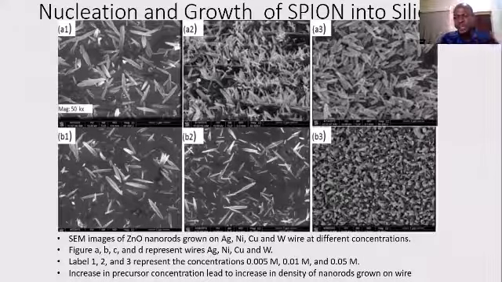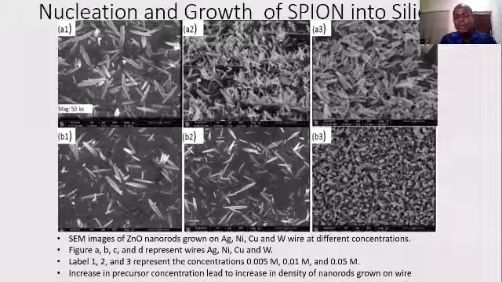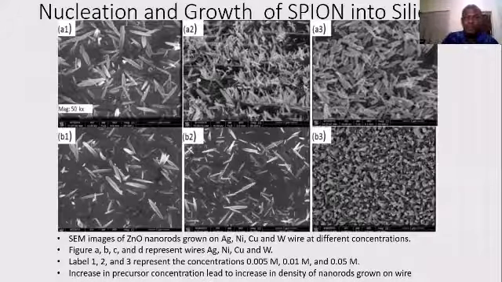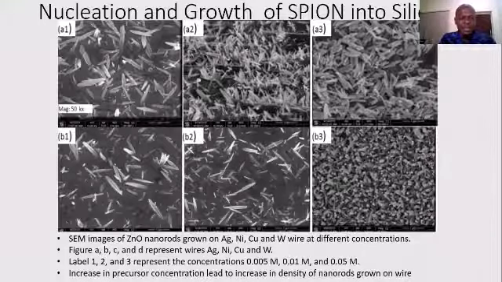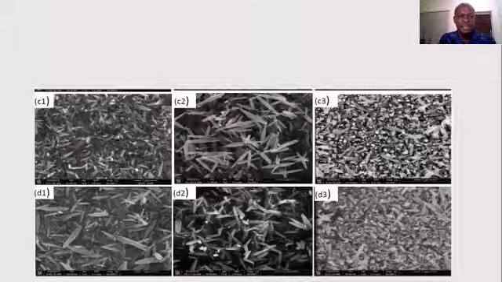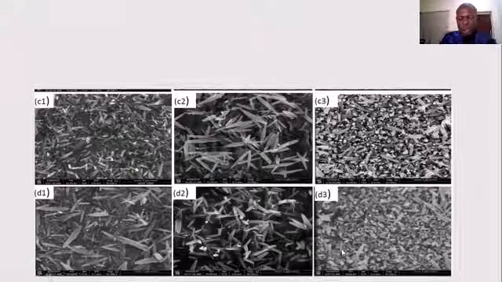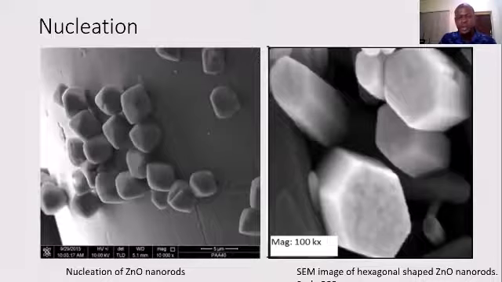It will interest you to know that in the literature, we are the first to establish how to use a sonochemical method to grow zinc oxide nanorods on wire. In the second wire, which is nickel, under the same condition, we also grew zinc oxide nanorods on the wire. And C is copper wire. These are zinc oxide nanorods on copper wire, and indeed these are zinc oxide nanorods on tungsten. But under the same condition, we realized that we have effective growth on the tungsten wire.